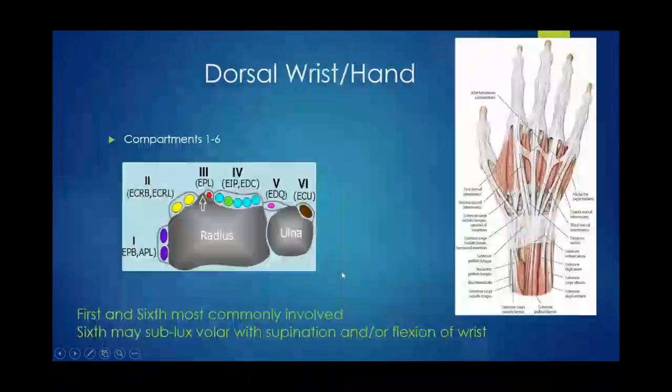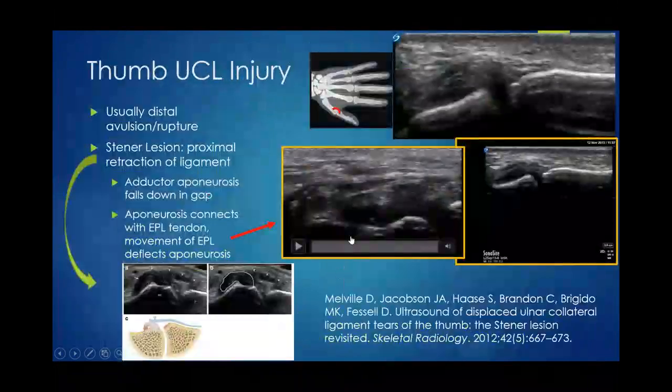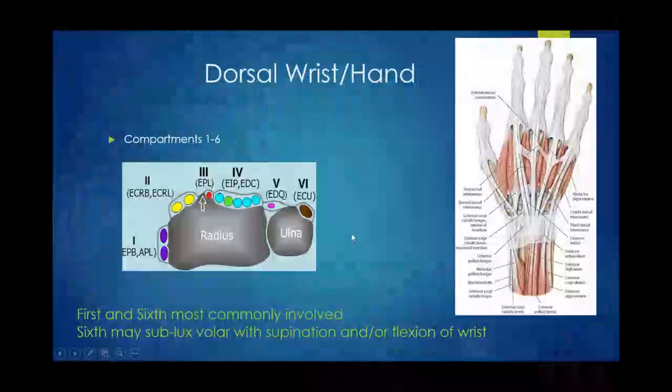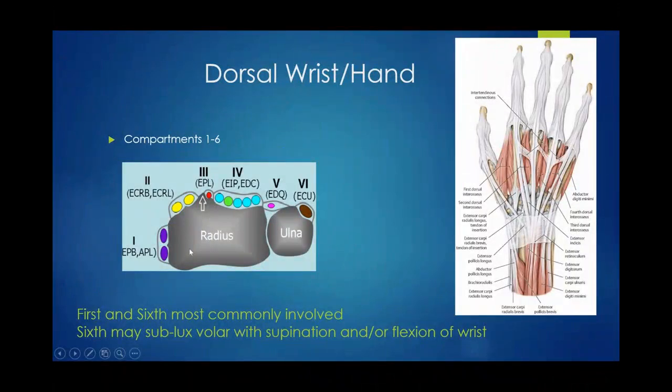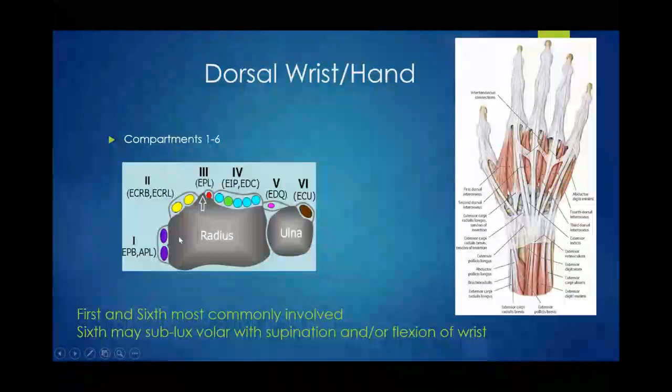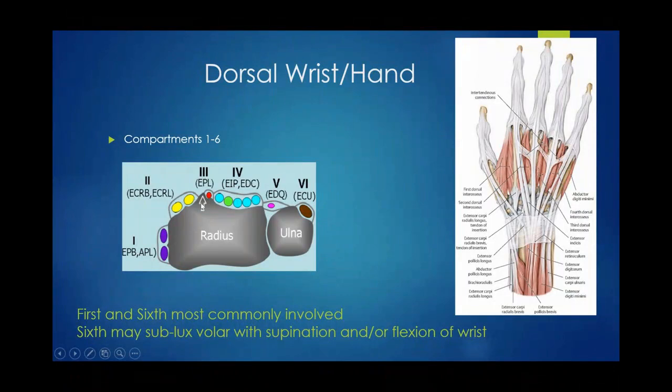Moving on to the dorsal compartments of the wrist, you'll see that they are conveniently housed in a fiber osseous tunnel about the distal forearm. Starting on the most radial aspect, you have the first compartment, which is composed of the abductor pollicis longus and extensor pollicis brevis. The second compartment is the extensor carpi radialis longus and brevis. The third, which is separated from the second by a protrusion or bump along the dorsum of the radius called Lister's tubercle, is the third compartment, which is extensor pollicis longus.